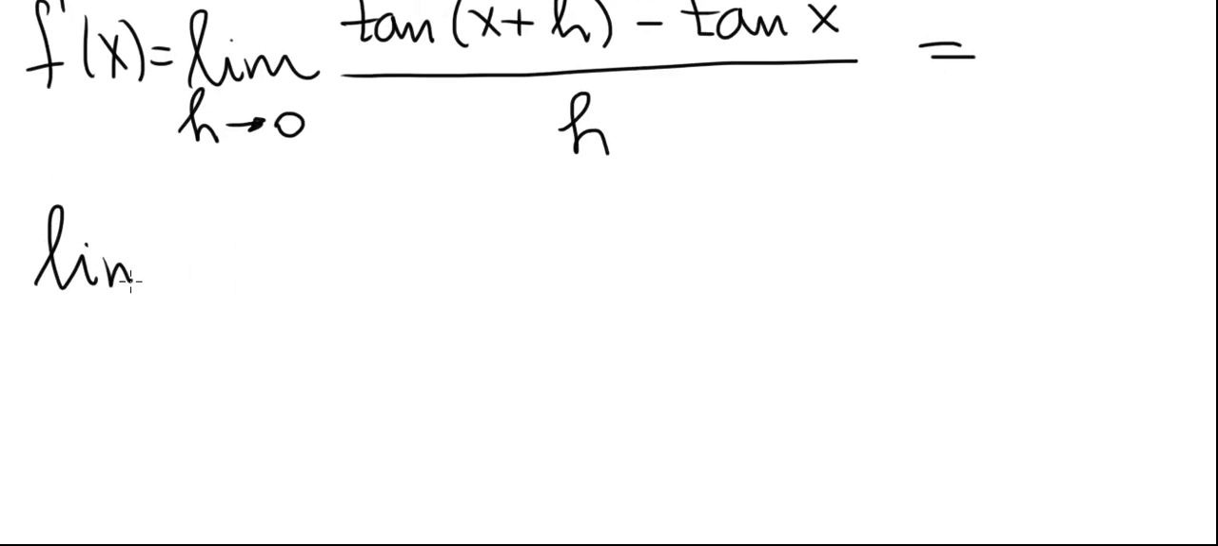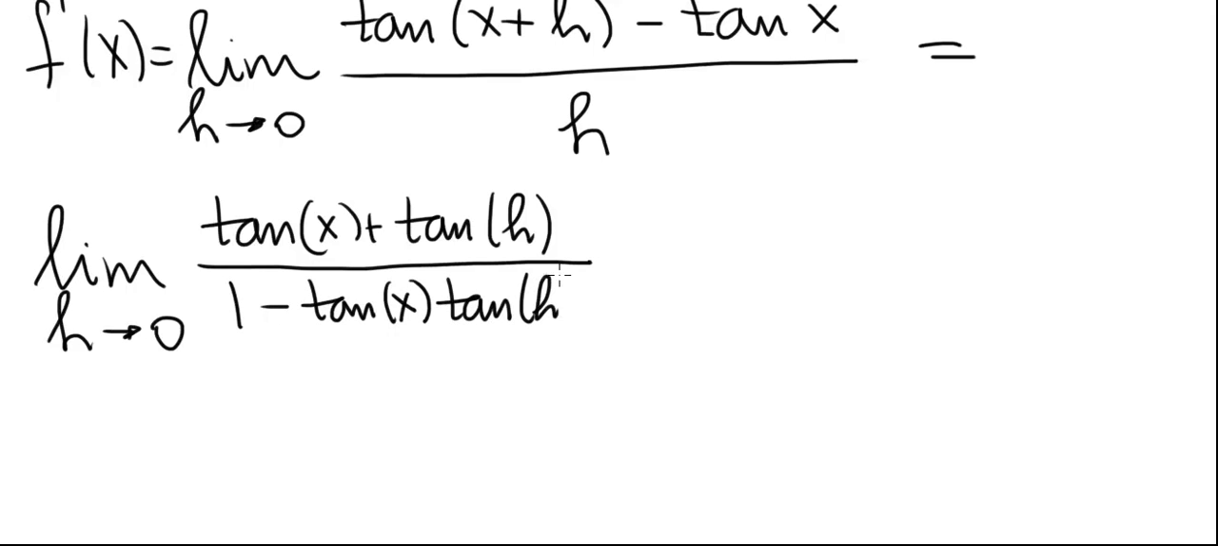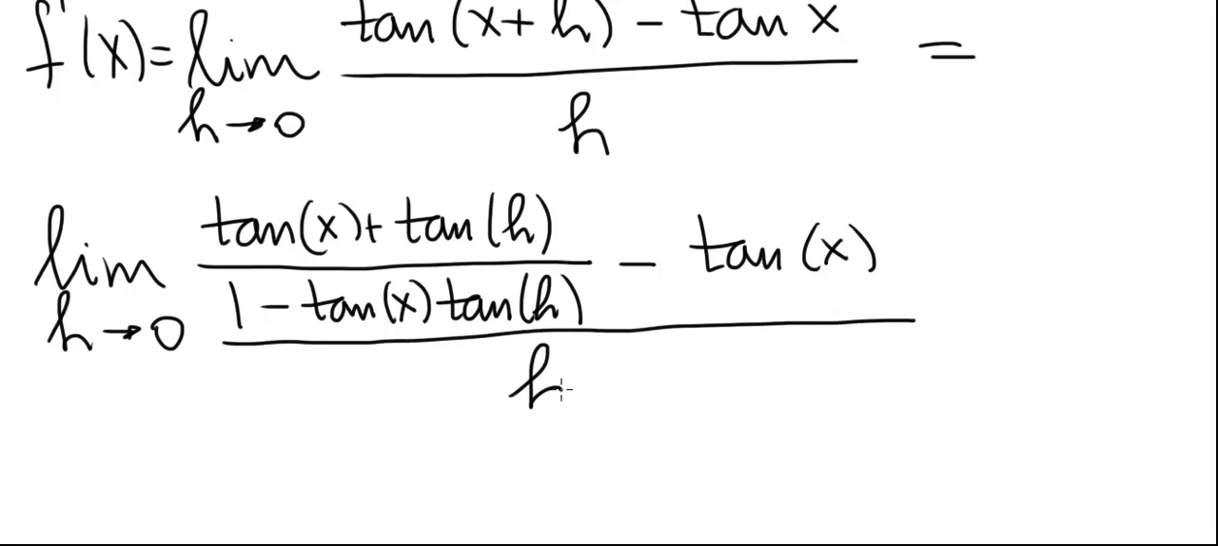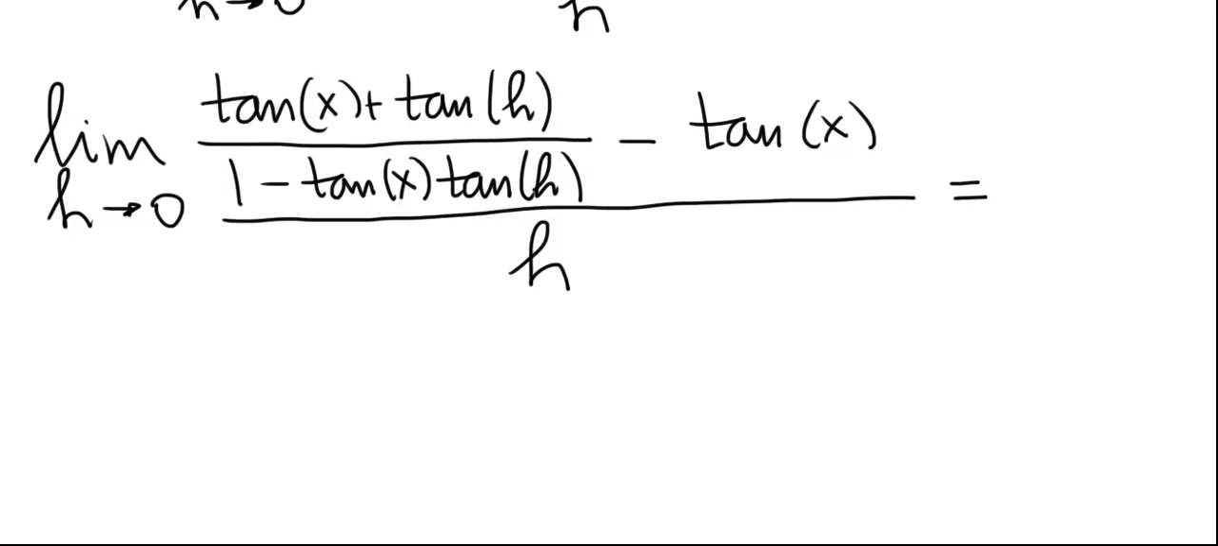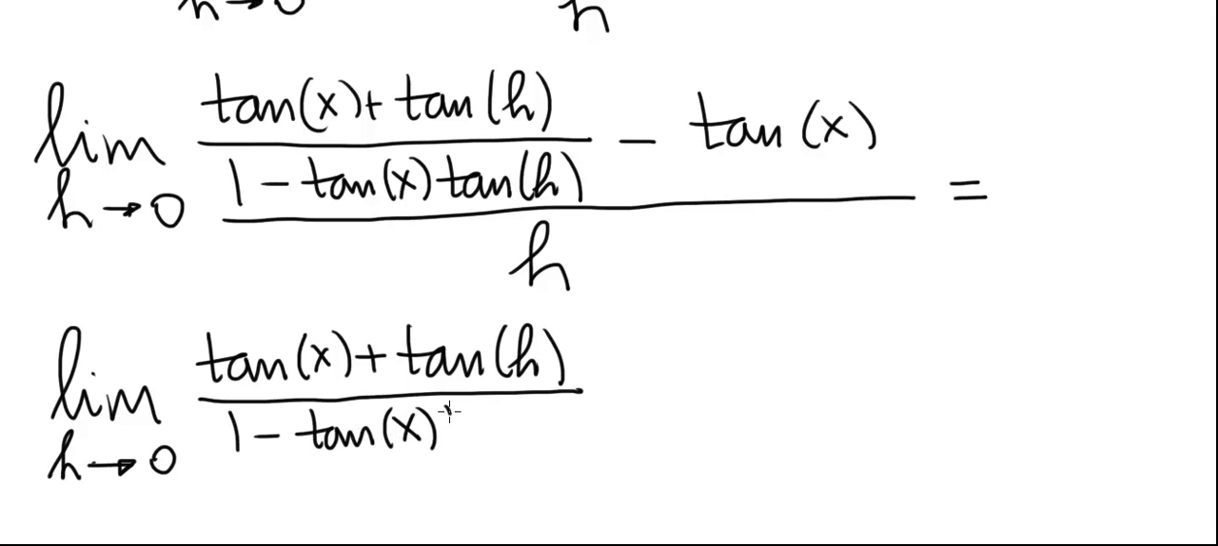the limit as h goes to 0 of tangent of x plus tangent of h divided by 1 minus tangent of x times tangent of h, minus tangent of x, all over h. From here, we'll use a little bit of algebra by finding common denominators and expanding. This is equal to the limit as h goes to 0 of tangent of x plus tangent of h divided by 1 minus tangent x times tangent h.